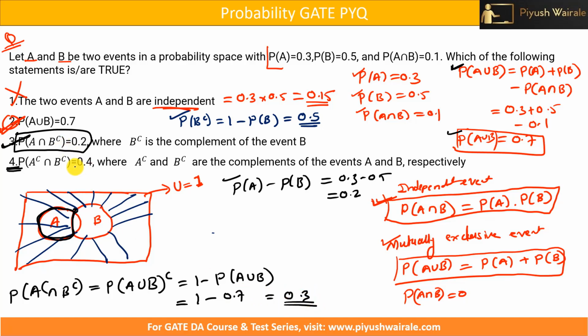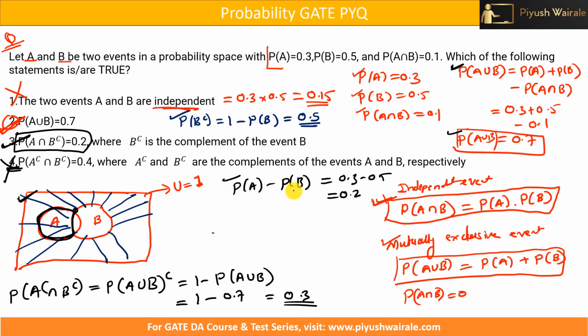But here the answer is given as 0.4, which is not correct. So that's why option 2 and 3 are correct. 1 and 4 are not correct. Okay, I hope you understand how we solve this particular question based on this particular concept. And option number 3 can be solved directly also, but if you solve by using a Venn diagram, that will be much clearer.